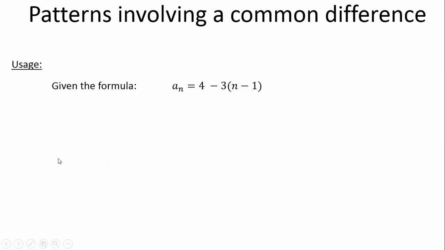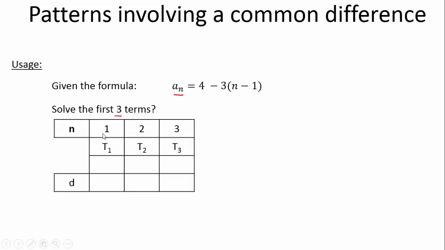Okay, let's have a look at the usage. Why would you use patterns? You're given a formula, an equals 4 minus 3 times (n minus 1). Solve the first 3 terms. So we say n is 1, n is 2, n is 3. That's term 1, term 2, and term 3. This is our table we've just made. These are your a's, your terms. a1 is equal to 4 minus 3 times (1 minus 1). We made n is equal to 1. You can solve that. That's 4 minus 3 times 0, and that is simply equal to 4. So our first term is 4.